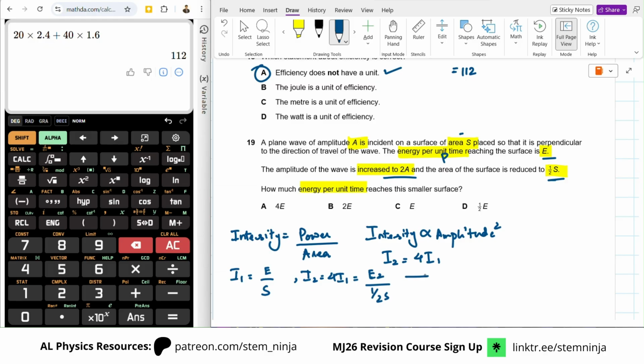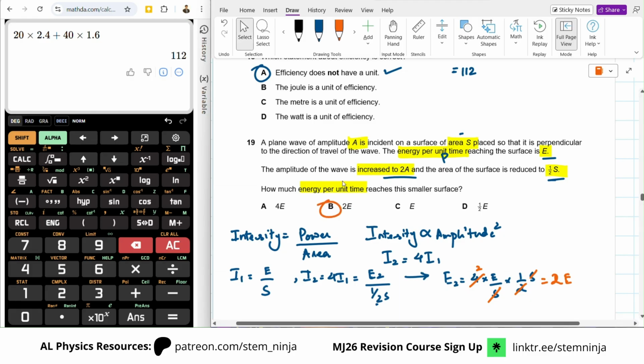Now we need to make E2 the subject. So E2 would be 4 times I1, which is E over S, times half of S. Just simple cross multiplication, nothing more. So S cancels out, and half times 4 is 2. So this would be 2E. Right.